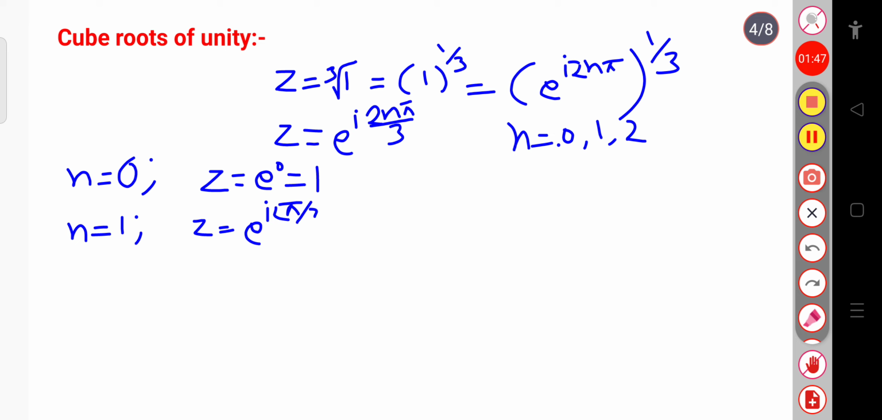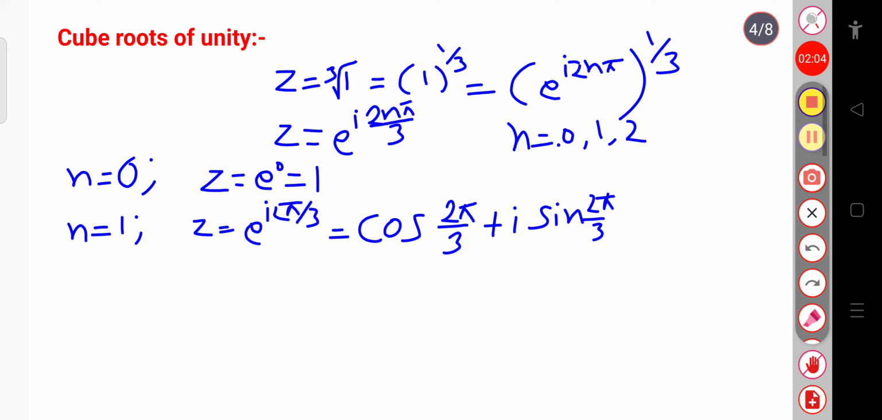If I split this, I can write it as cosine 2 pi by 3 plus iota sine 2 pi by 3. And cosine 2 pi by 3 is equal to minus half, and sine 2 pi by 3 is plus root 3 by 2. So this will be minus half plus iota root 3 by 2.